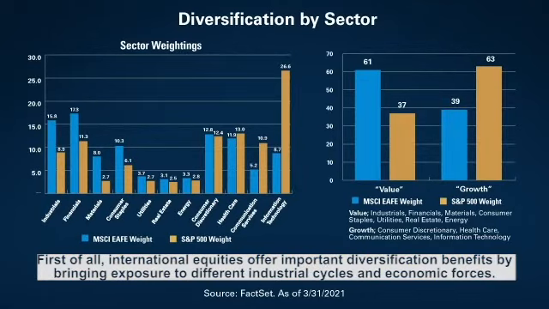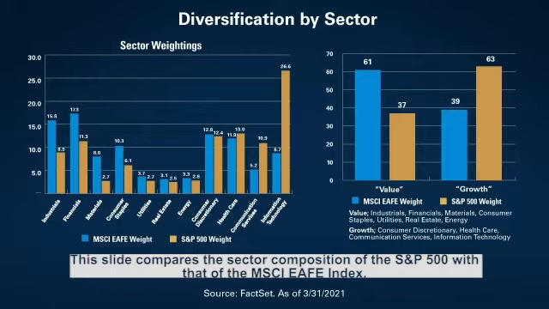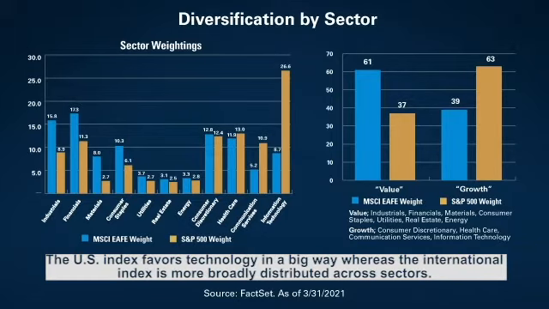First of all, international equities offer important diversification benefits by bringing exposure to different industrial cycles and economic forces. This slide compares the sector composition of the S&P 500 with that of the MSCI EAFE Index. The U.S. index favors technology in a big way, whereas the international index is more broadly distributed across sectors.